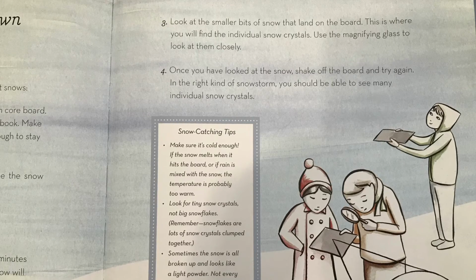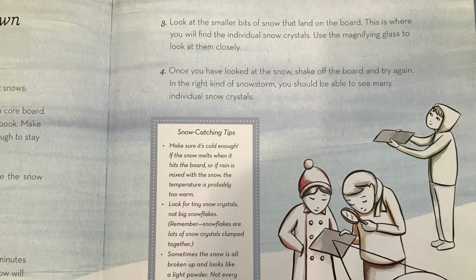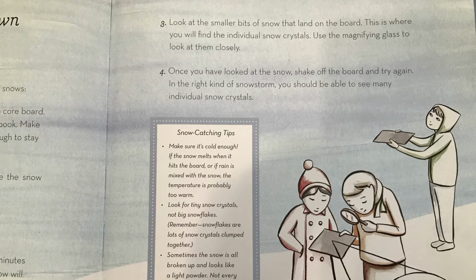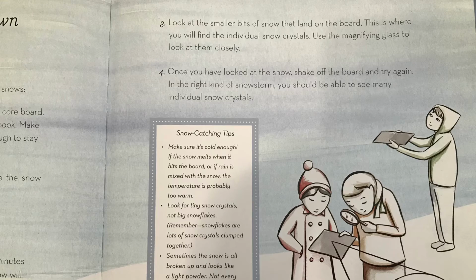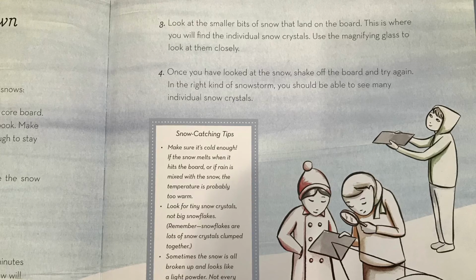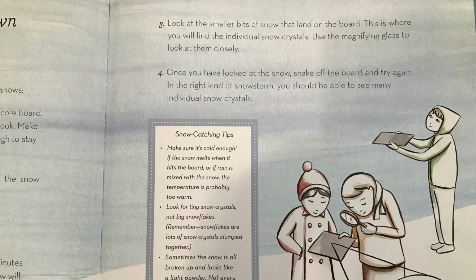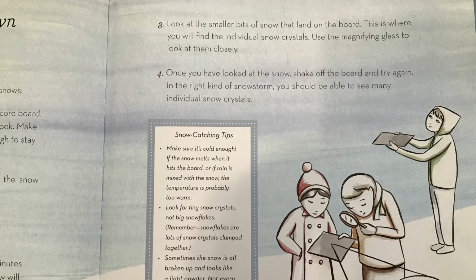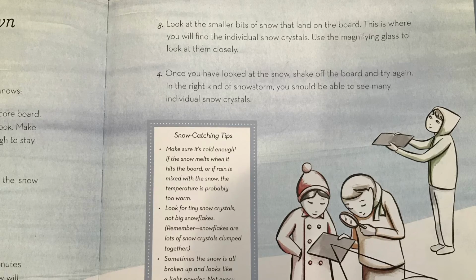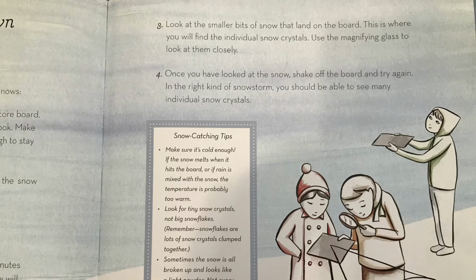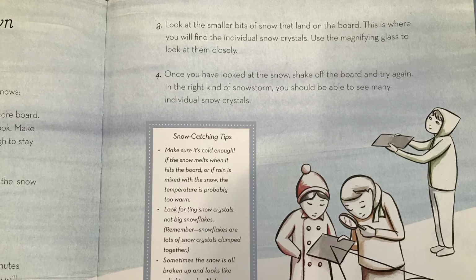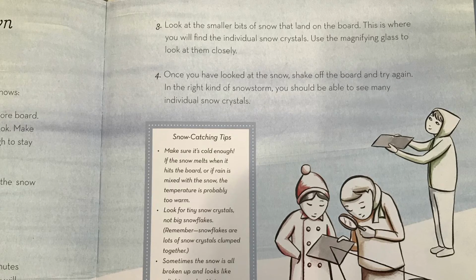Snow catching tips. Make sure it's cold enough. If the snow melts when it hits the board, or if rain is mixed with the snow, the temperature is probably too warm. Look for tiny snow crystals, not big snowflakes. Remember, snowflakes are lots of snow crystals clumped together. Sometimes the snow is all broken up and looks like a light powder. Not every snowfall has broken snow.